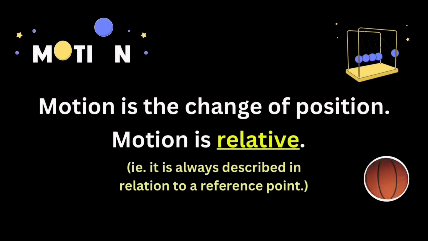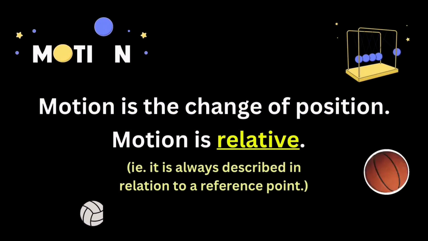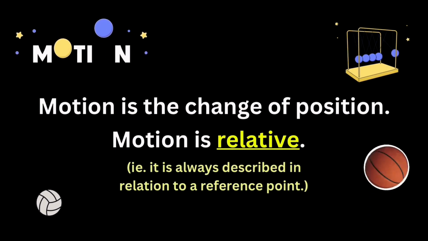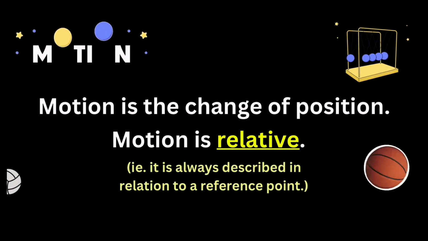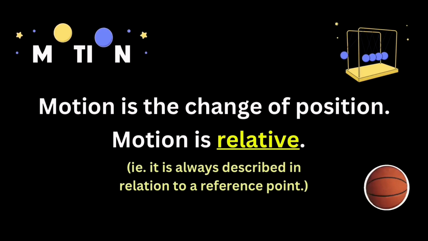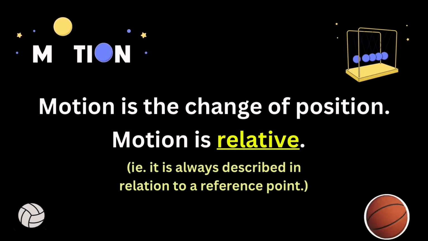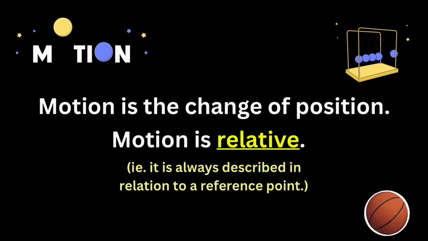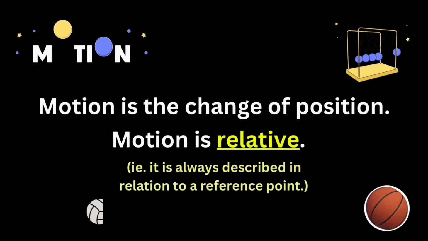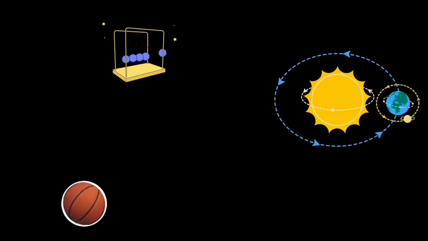And how does it relate to forces? Motion is the change of position. In other words, anything moving is in motion. For example, the Earth revolving around the Sun is motion, and anytime your position changes, you are in motion. Also, motion is relative, i.e., it's always described in relation to a reference point.